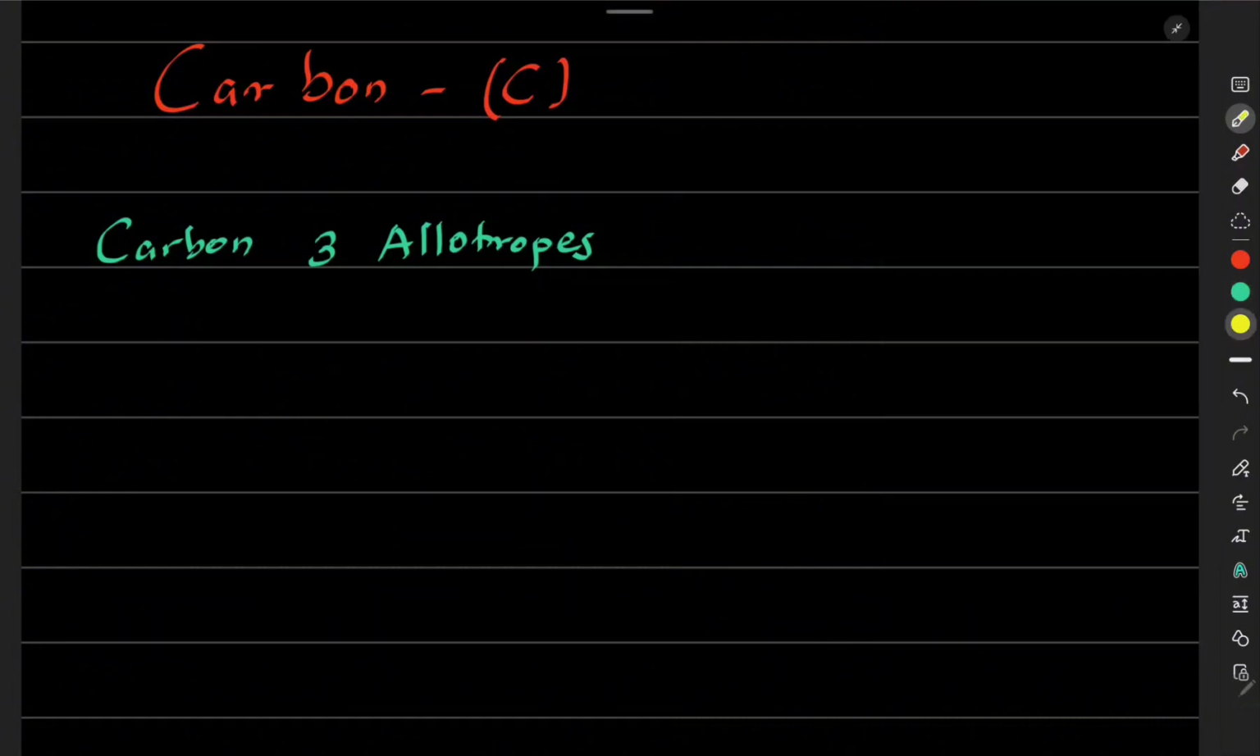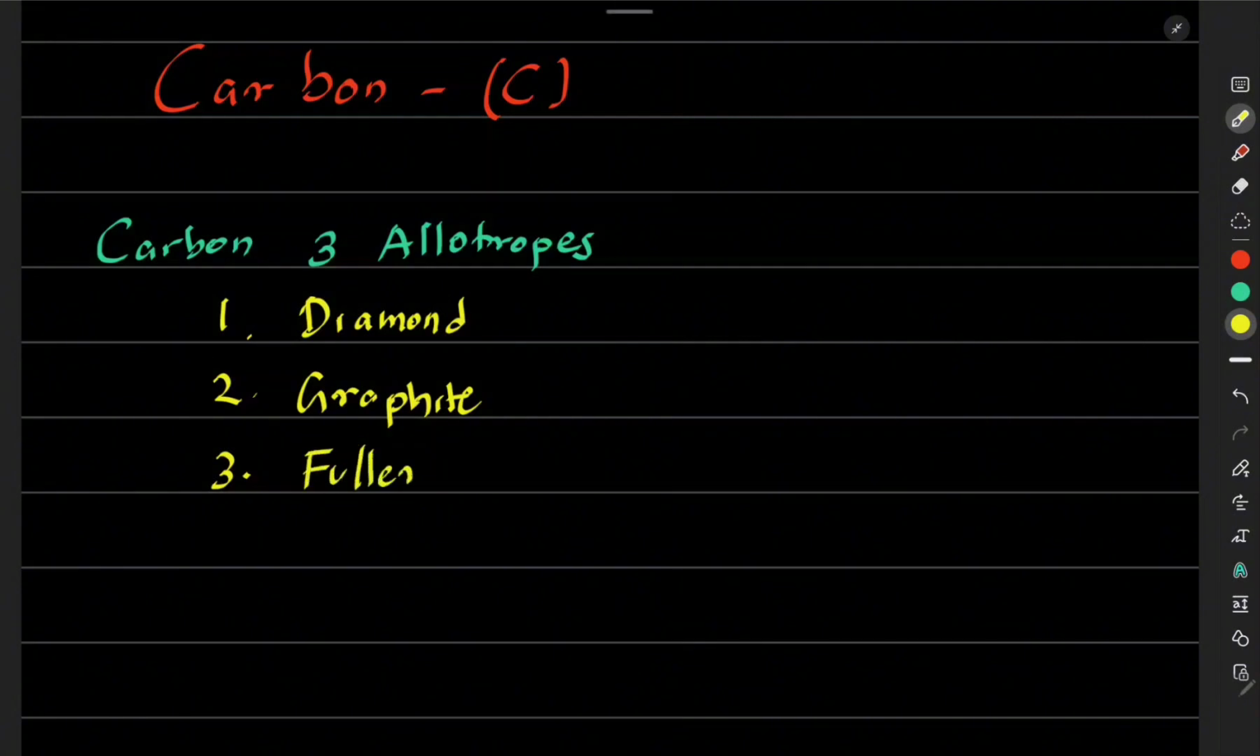First, diamond, graphite, and fullerene. We call fullerene carbon buckyballs or buckyballs. They are spherical in shape.